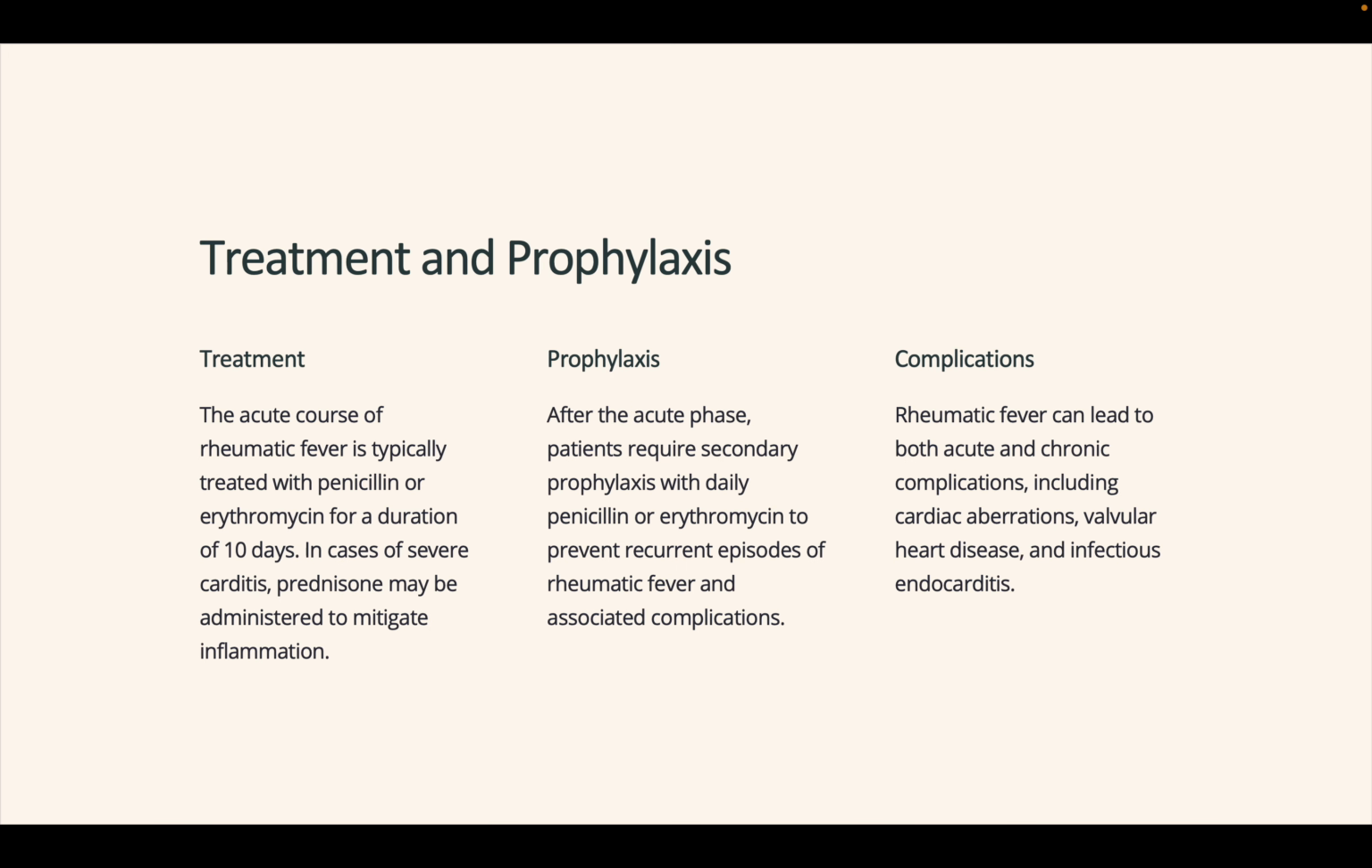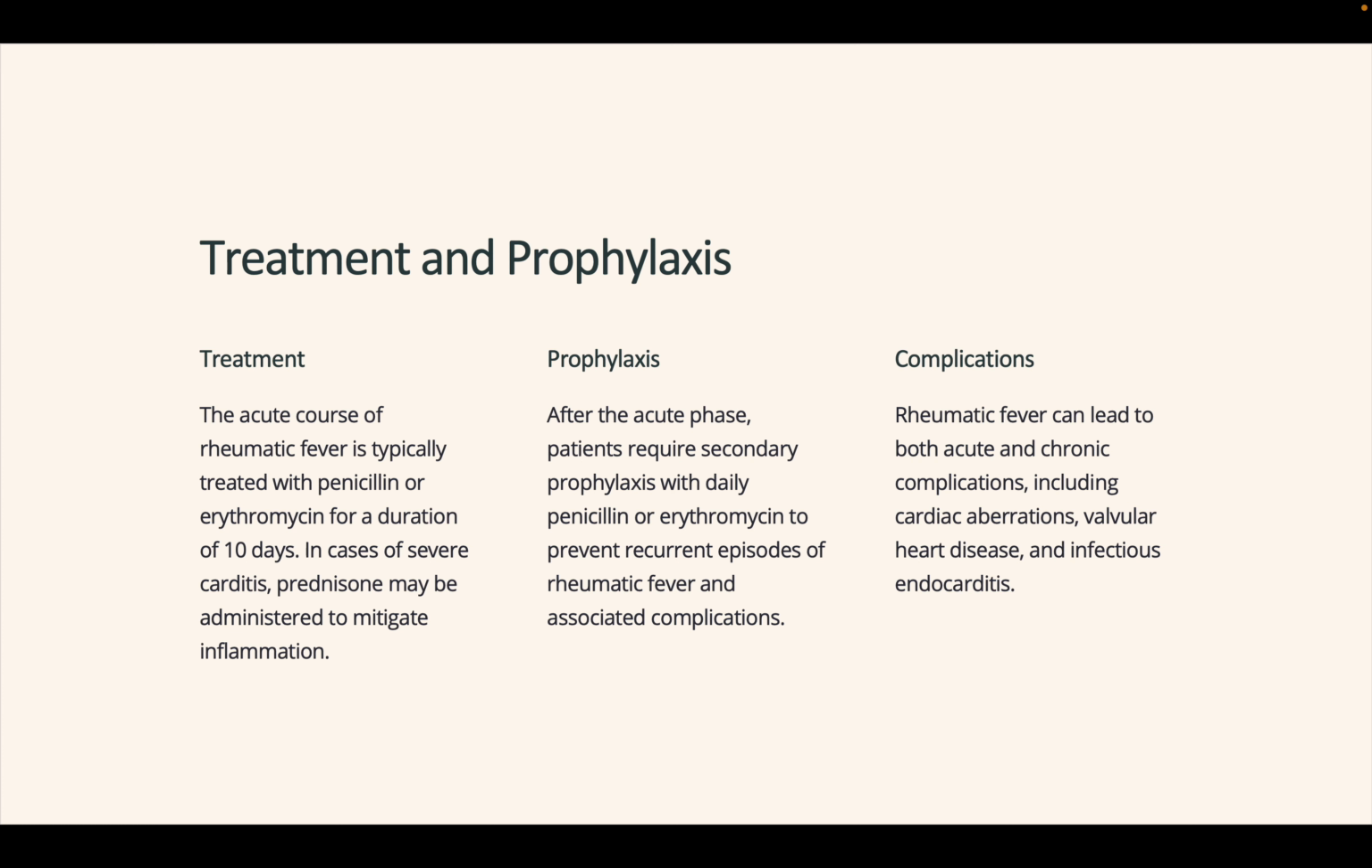So the treatment and prophylaxis. We have treatment with penicillin or erythromycin for a duration of 10 days. In a case of severe carditis, prednisolone may be administered to mitigate inflammation. So the prophylaxis is after the acute phase, the patient requires secondary prophylaxis with daily penicillin or erythromycin to prevent recurrent episodes of rheumatic fever and associated complications.